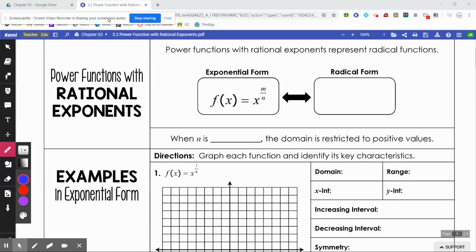In this video we're going to be talking about power functions with rational exponents. Again, power functions with rational exponents represent radical functions. Now let's remind you how to change from the exponential form to a radical form.